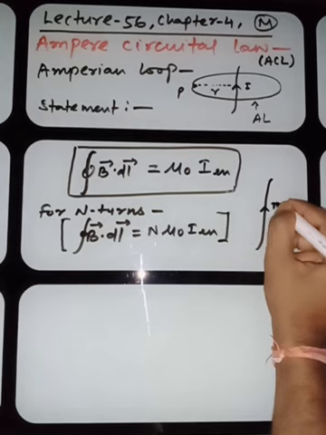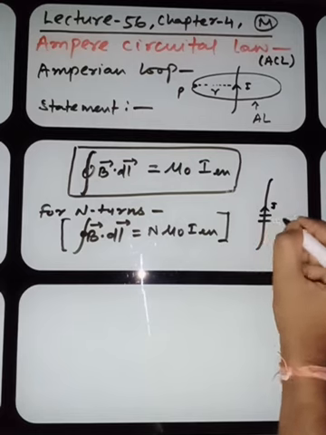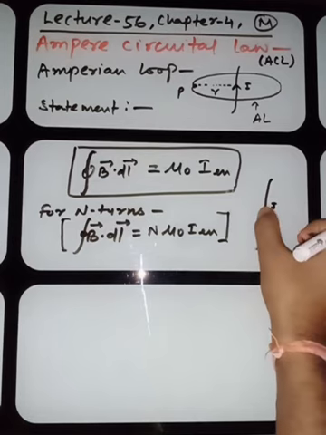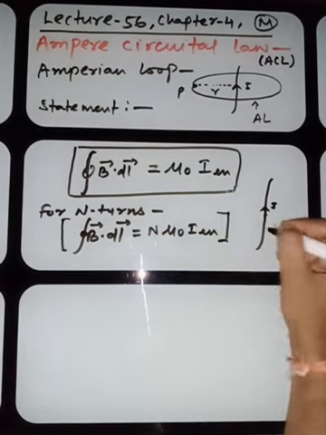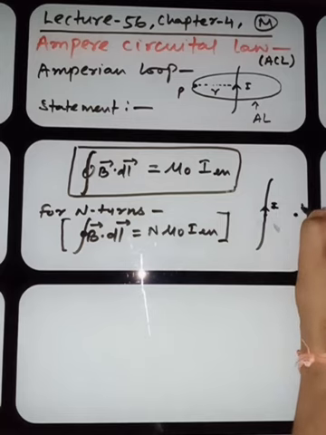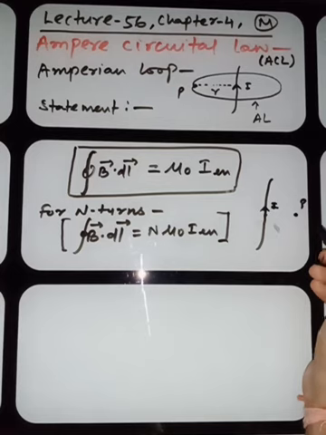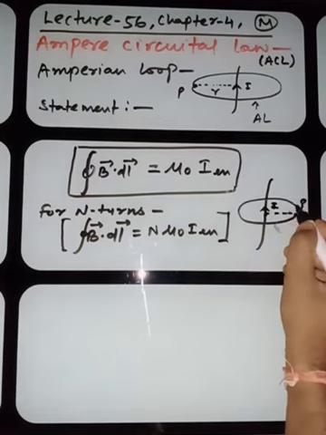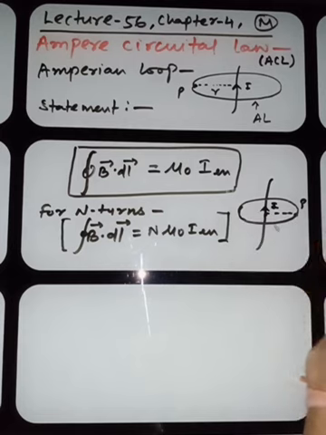Current is flowing, I, and this is the elemental length. Sorry, that's not the dl actually. The current is flowing, it is I. You have to find the magnetic field at this point P. So of this radius you have to make an Amperian loop that we have studied.